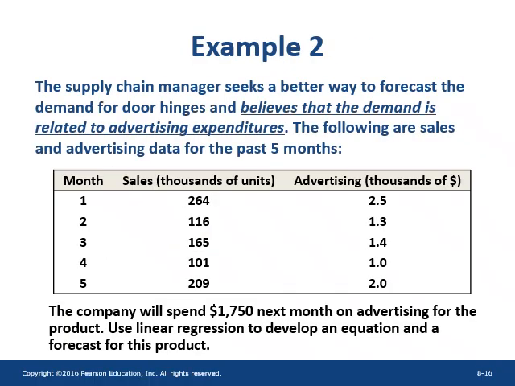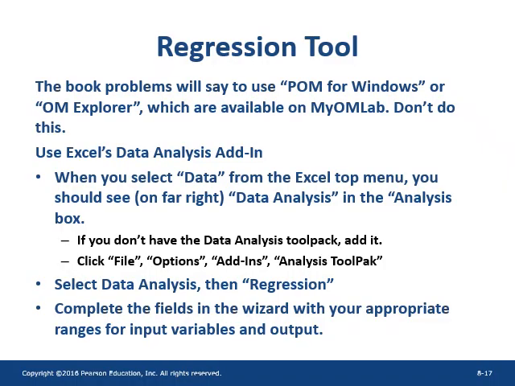So let's talk about how we might use regression in forecasting. The example here is just that a supply chain manager thinks that a better way to forecast demand is to understand how it relates to advertising. That would be a causal approach, by the way. We're going to look at advertising and think about how sales relates to that. So the company will spend a certain amount on advertising for the product, and we want to determine what the impact of that might be.